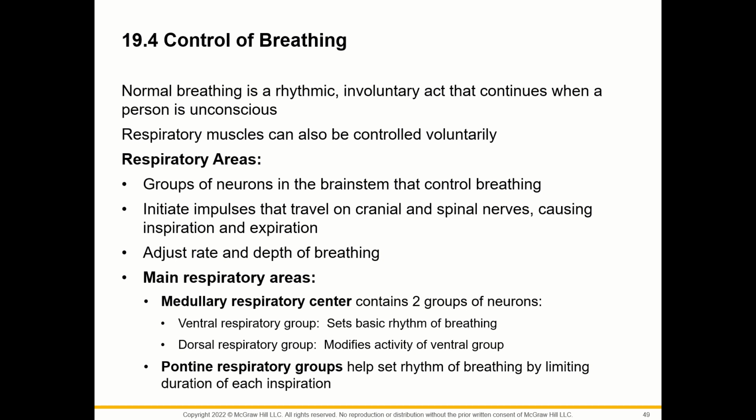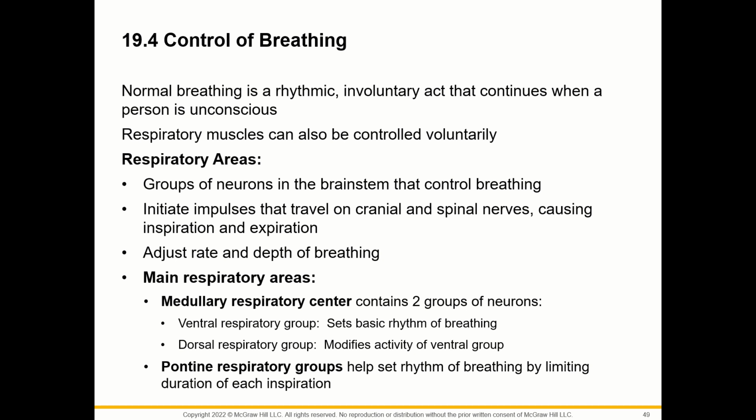All right, the control of breathing. Normal breathing is a rhythmic, involuntary act that continues when a person is unconscious. Respiratory muscles can also be controlled voluntarily. Respiratory areas are groups of neurons in the brainstem that control breathing. They initiate impulses that travel on the cranial and spinal nerves, causing inspiration and expiration. And they adjust rate and depth of breathing. The main respiratory areas are in your brainstem, in the medulla and the pons.